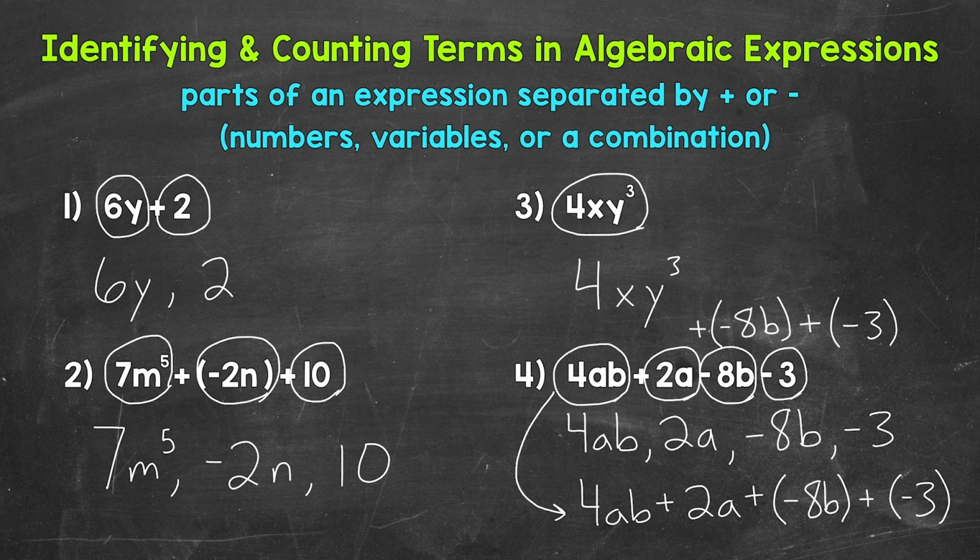So those two expressions are equivalent. We're not changing the value of anything. We're just changing everything to addition. Again, by changing subtraction to adding the opposite. And you can see that we have the exact same terms: 4ab, 2a, negative 8b, and negative 3. So it's a strategy to keep in mind. You don't have to do that, but again, something to keep in mind.